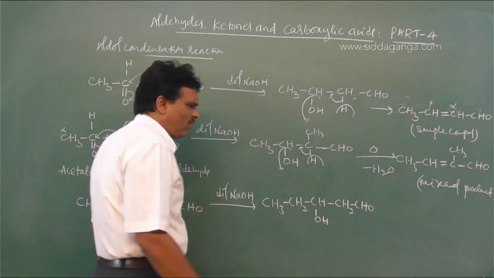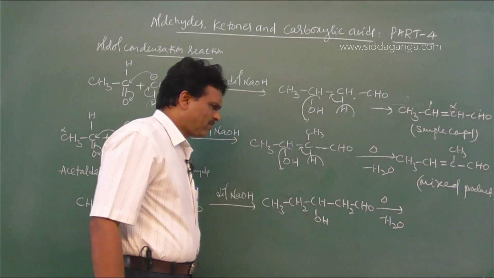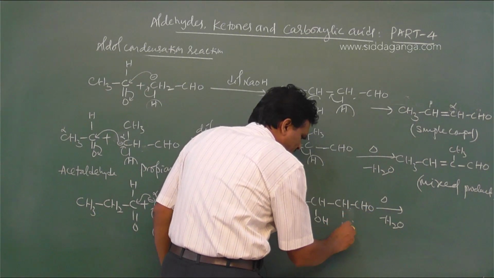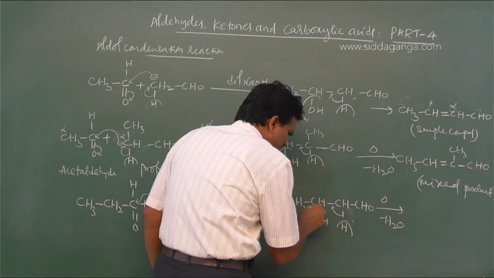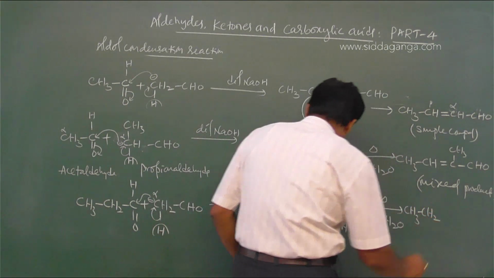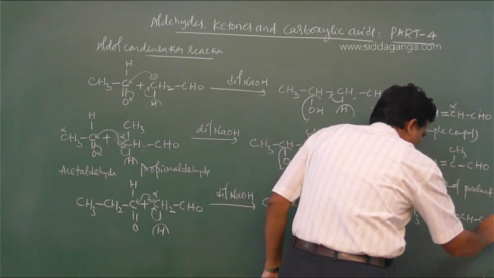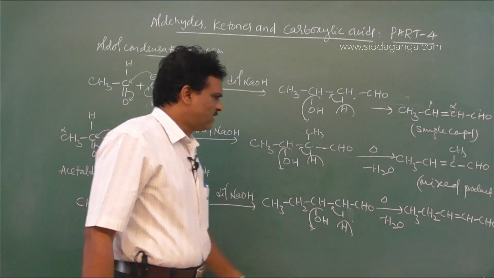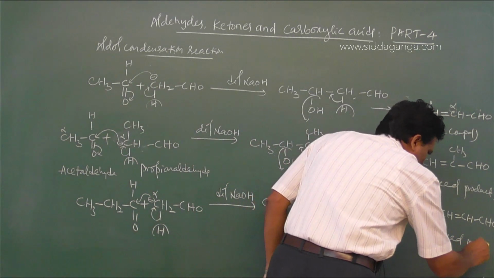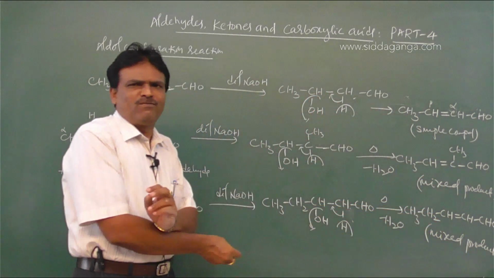Clear? Then on heating, it loses a molecule of water. This is alpha hydrogen again. This H and OH are eliminated as water to form CH3 CH2 CH=CH CHO. This is another mixed product. So two mixed products are formed.